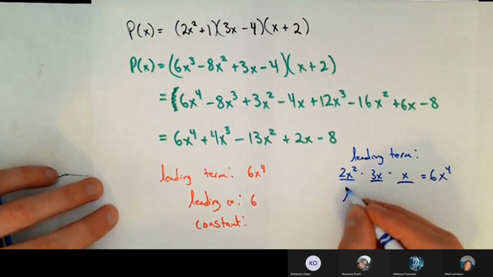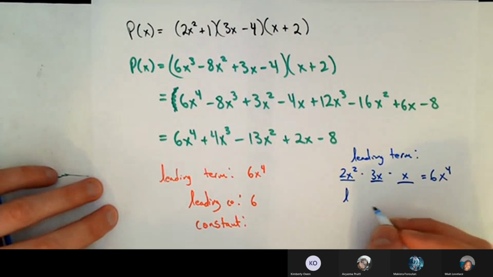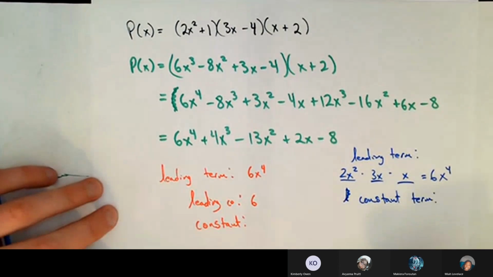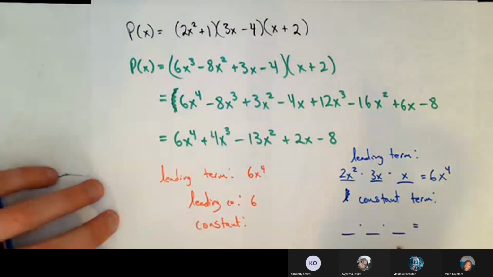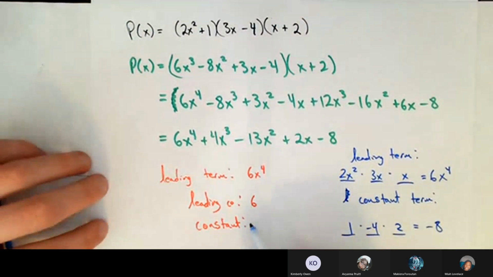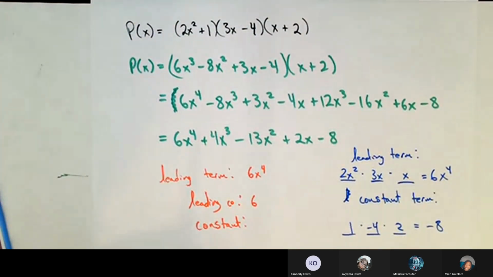There it is. And then the constant term is going to be the product of the 3 constants up here. So 1, -4, and 2, giving me -8. Oh, -8 there. All right.